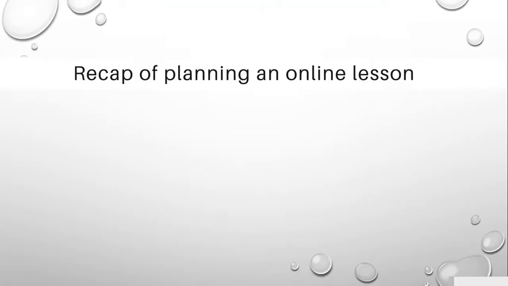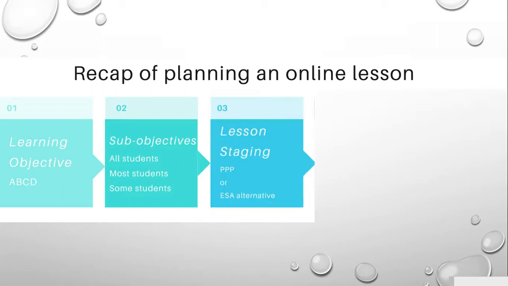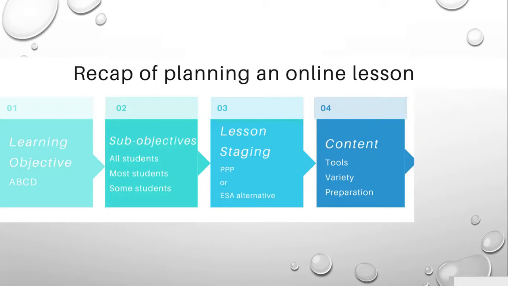So let's just recap the last two sections that I've delivered. If you were going to plan a lesson now, and we'll cover this again tomorrow, but think of your learning objective, the ABCDs. Think of your sub-objectives. What can all students, most students, and some students achieve? Think of your lesson stages. Is it just going to be normal PPP, or are you going to try the ESA approach and change it around a little bit? Think of your content.